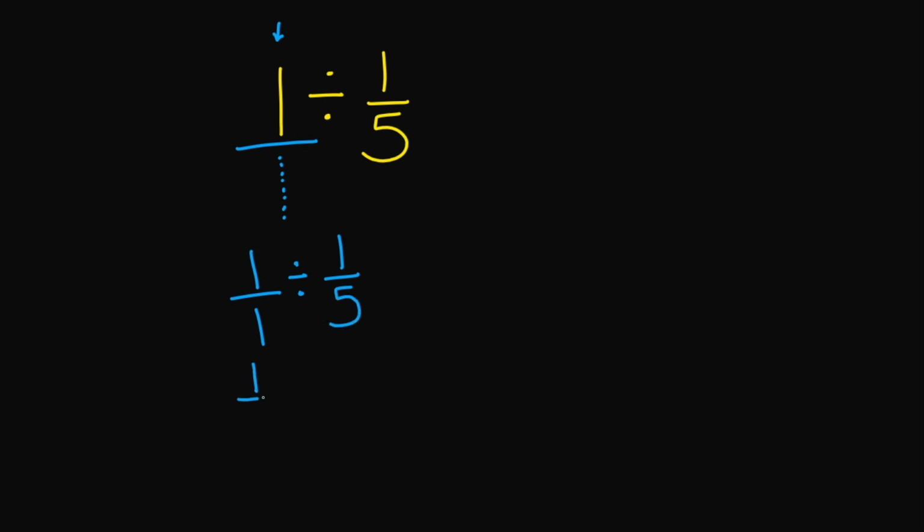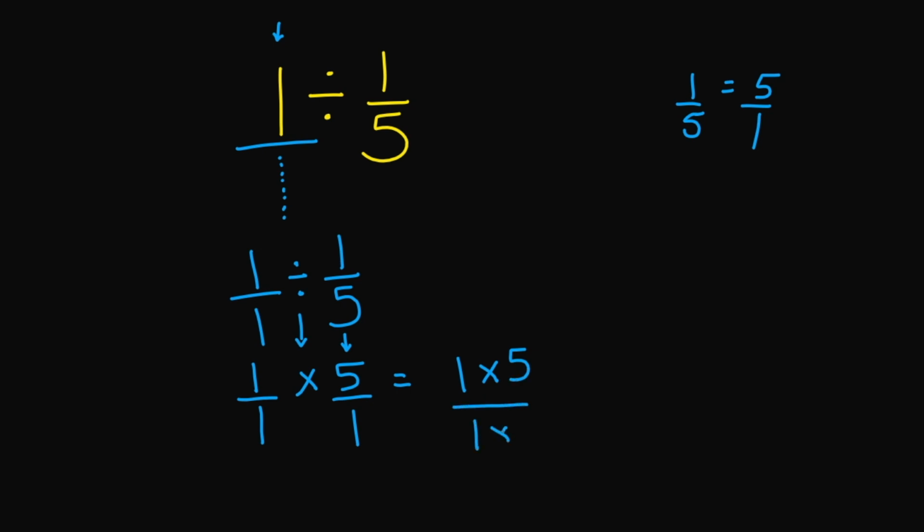1 over 1 is going to stay the same. My division is going to turn into multiplication. And then the reciprocal for 1 over 5 is going to be 5 over 1. So I'm going to write 5 over 1 here. Now we're going to multiply across. So 1 times 5 in my numerator, and that's going to be over 1 times 1. 1 times 5 is 5. 1 times 1 is 1. So your final answer is going to equal 5.